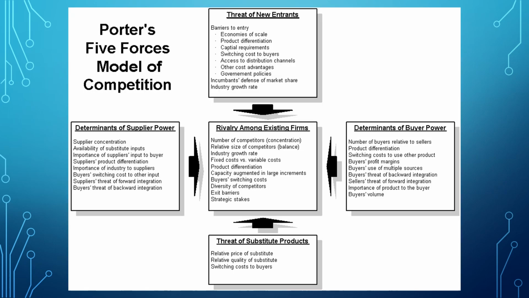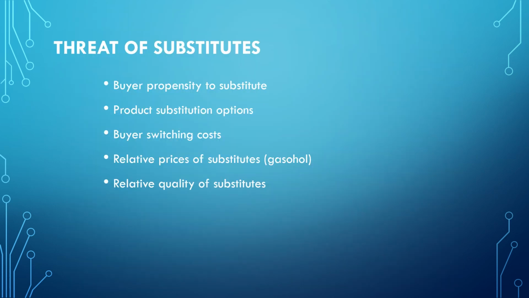All right, so this is the typical model that is presented for this, where we have threats of new entrants, determinants of buyer power, threats of substitute products, and then determinants of supplier power, all impacting the rivalry among existing firms. Because Porter's view is that the more rivalry that we have among existing firms, the more friction there is in this type of an economy and the less profits there are. So let's start with threats of substitutes.